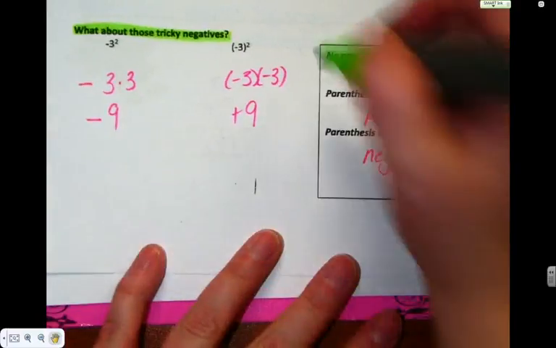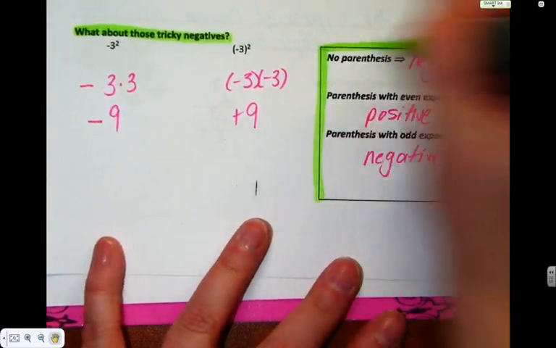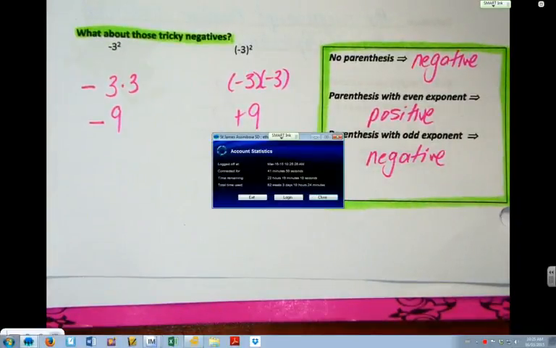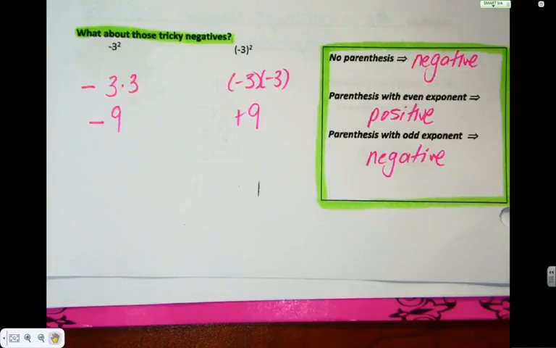And let's put that in a highlighter box for the visual peeps. That's the 3 rules for your negatives. If there's no parentheses, it's always going to be negative. If there are parentheses, it just matters if the exponent is even or odd. Because we know even pairs them up so they become positive. Odd, there's always going to be one negative left over.